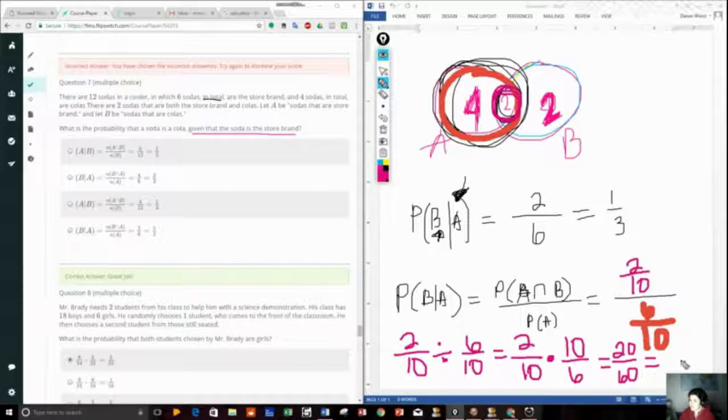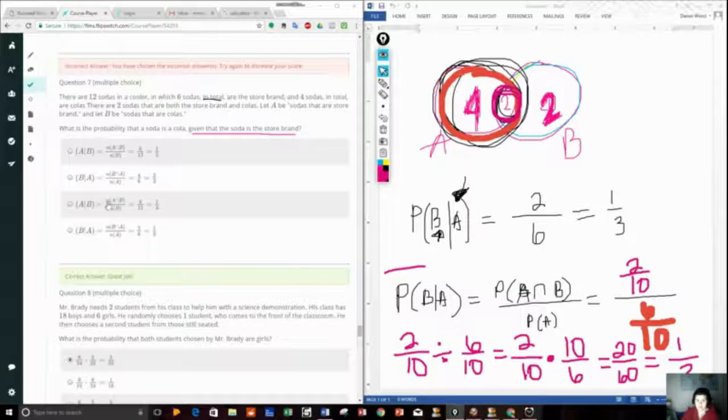So 20 out of 60 is 1/3. So we end up with the same solution, just two different ways. So this way is the formula, and the first way was just using the Venn diagram.